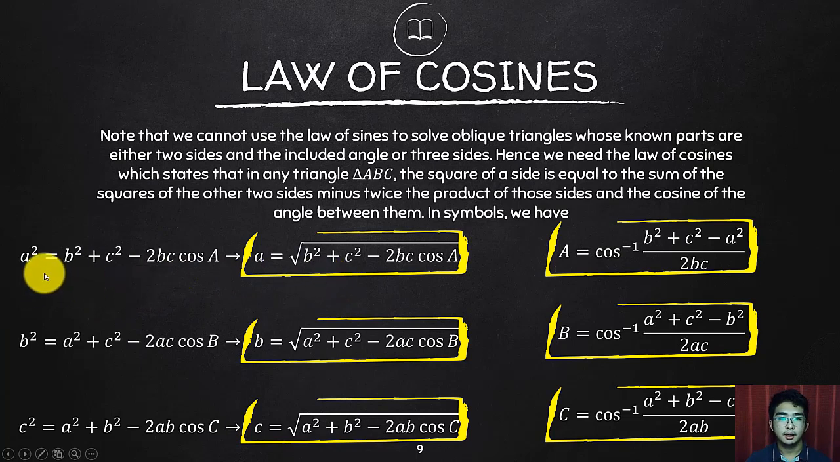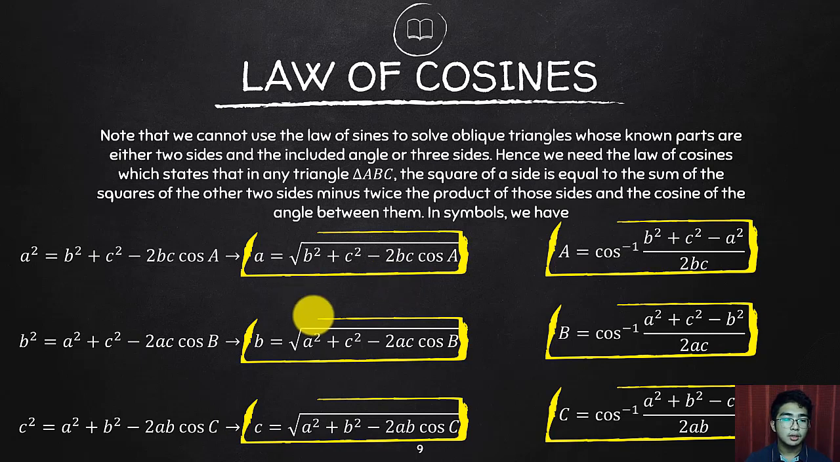Okay, it says here that the square of a side, let's say side A, is equal to the sum of the squares of the other two sides. So the other two sides beside A are of course B and C. Square them, add them to each other, minus twice, so 2 times the product of those two sides, B and C, and the cosine of the angle between them. Of course, the angle between B and C will be angle A, opposite to side A. Okay, so if you want to take the value readily of side A, simply take the square root, and this is now your expression for your law of cosines for sides.